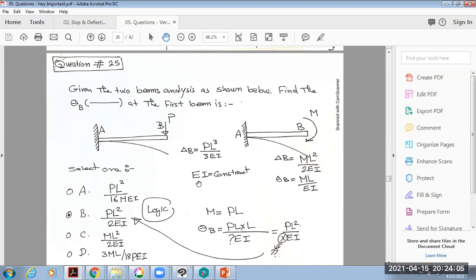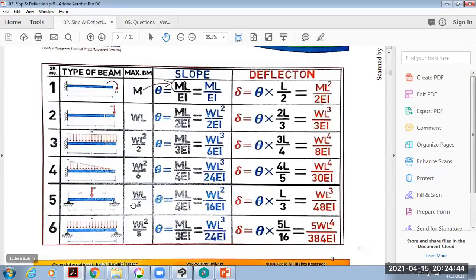So what is the point of giving the second beam in this question? First beam, concentrated load. Second beam is subjected to moment. The question is asking what is the slope for the first beam, which is subjected to concentrated load. So why is the second beam provided? Provided to check if you are memorizing. I will show you why. Did you memorize all of this?